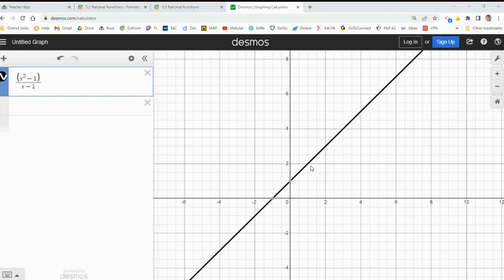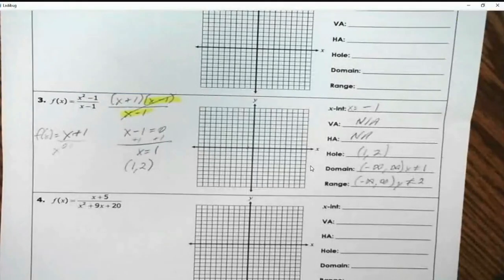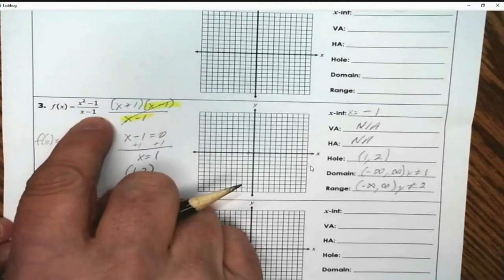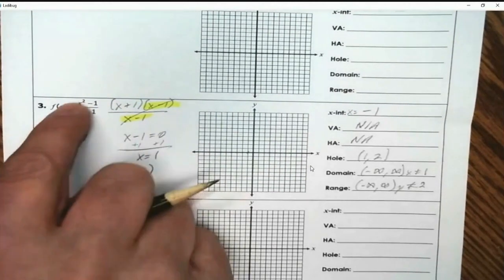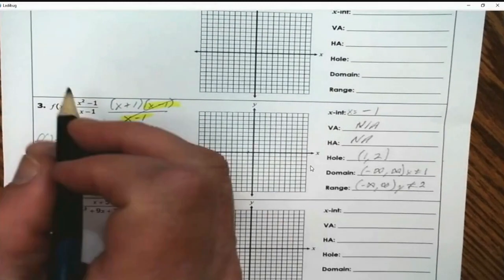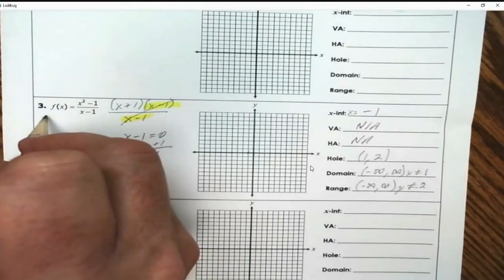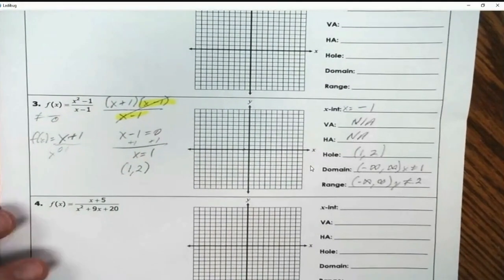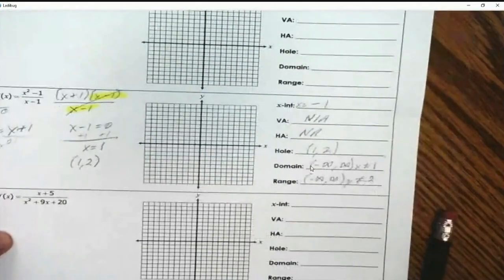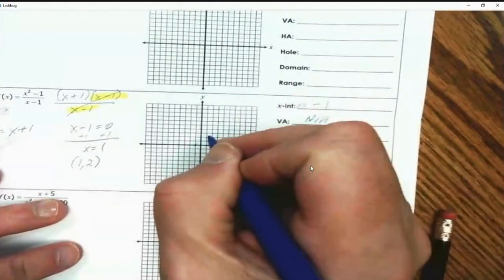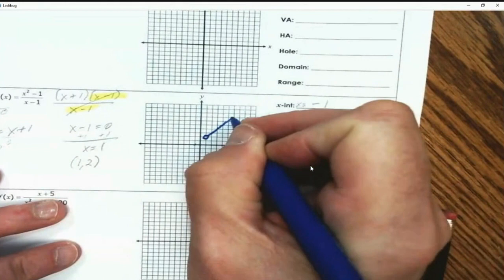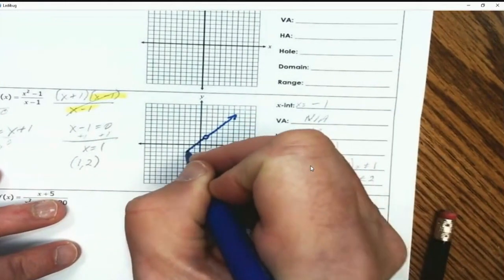And we look at it and we say, well, it would be undefined because if x equals 1, 1 minus 1 is 0. That means we would be dividing by 0. We cannot divide by 0. Can't have a 0 on the bottom. So graphing this, at (1, 2) we would put an open hole, and then the graph would go both directions from there.